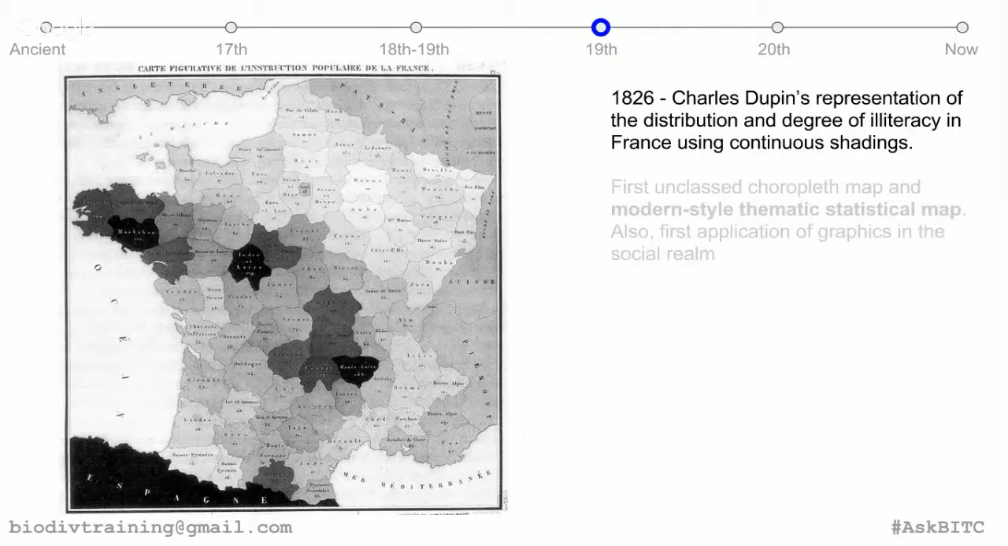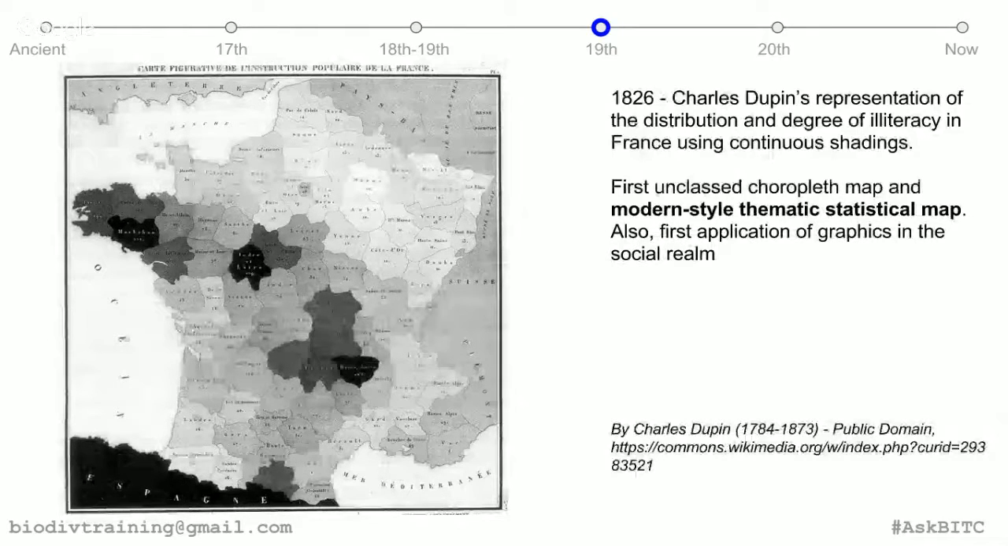One of the examples that stand out is the birth of the modern style thematic statistical map. This is the first known choropleth diagram or choropleth map, which was drawn by Charles Dupin in 1826, and it represents the degree of illiteracy in France divided by regions. Using a continuous shading scheme, Dupin represented this information in a way much better than simply an amount of tables or the existing charts.